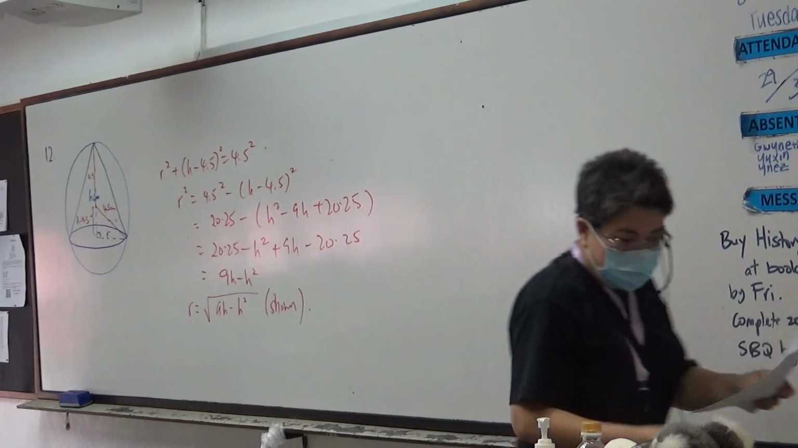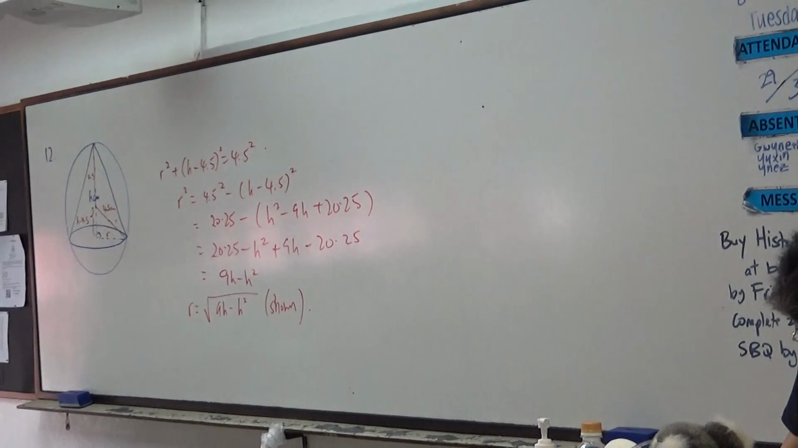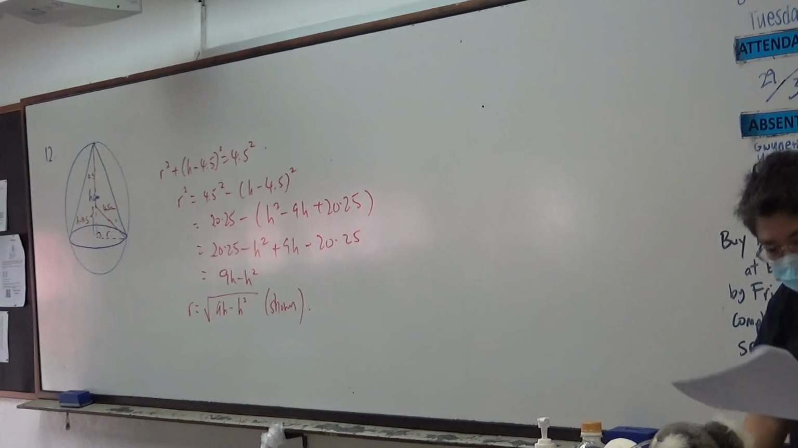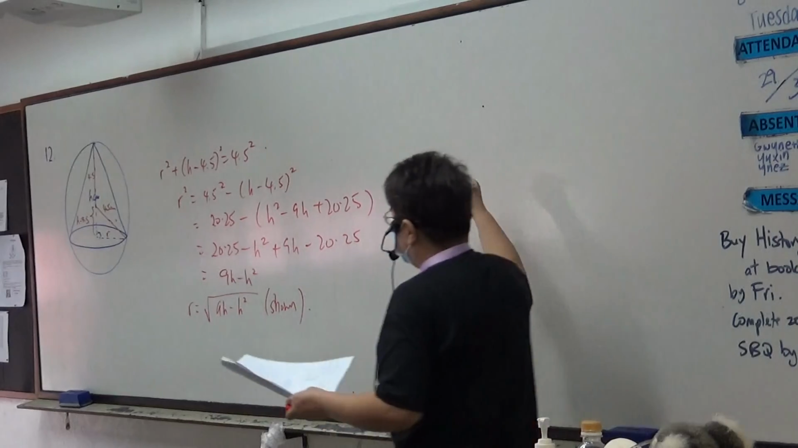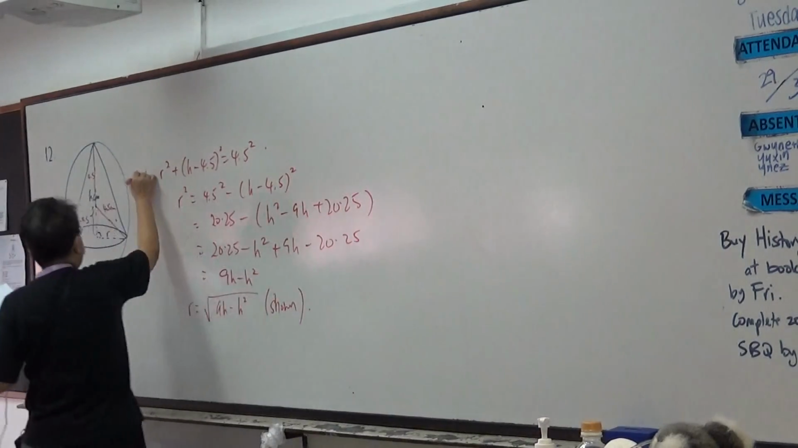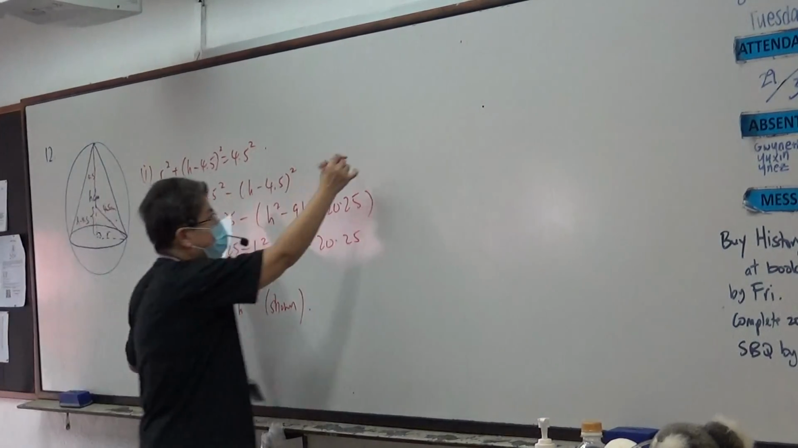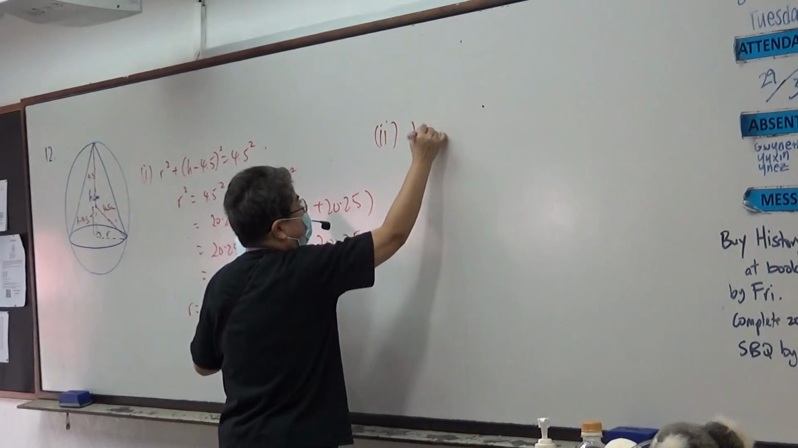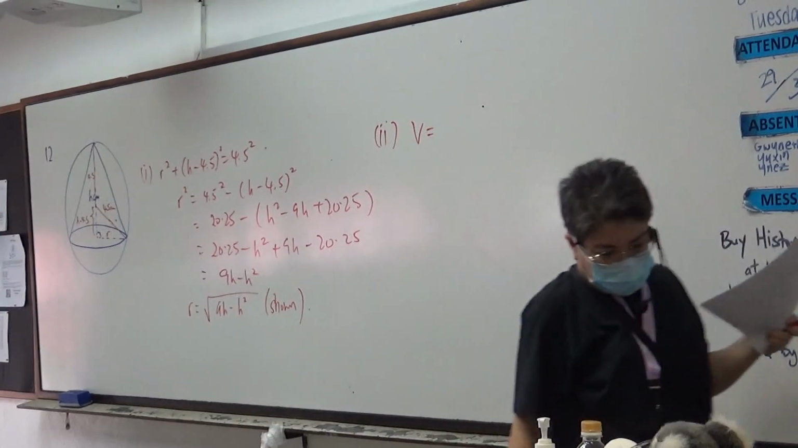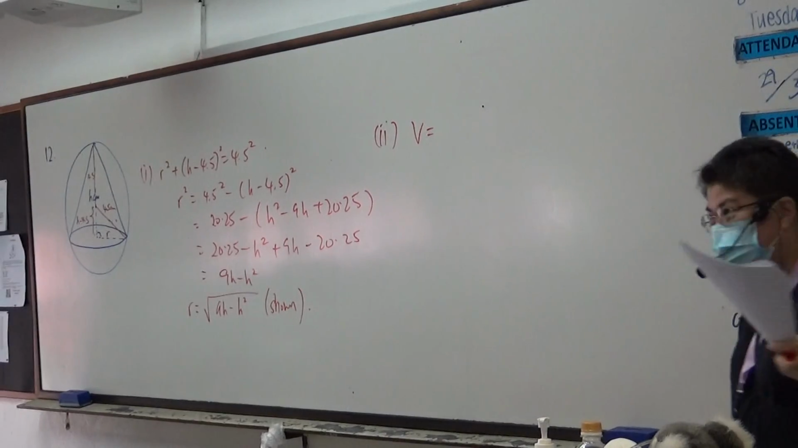Next part. What did they say? Part 2. Express V in terms of h. Now, what did the question say V represents? Can you tell me first? V represents what? The volume of the cone, right?